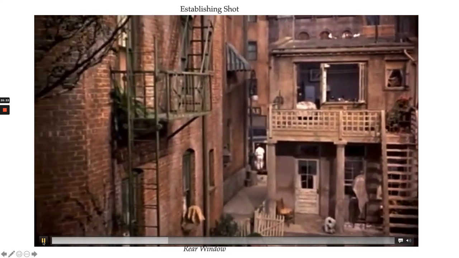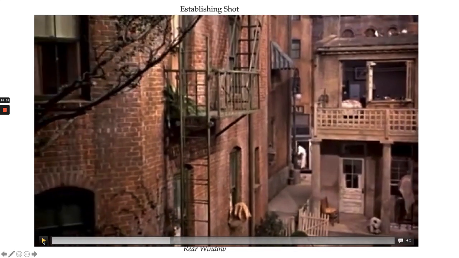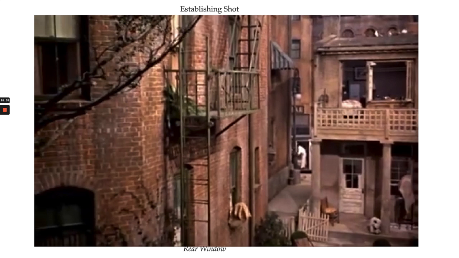Establishing shot, and then we're going to go inside. But this is giving us all the sense that we're in this inner city, right? An establishing shot. All right, a montage.